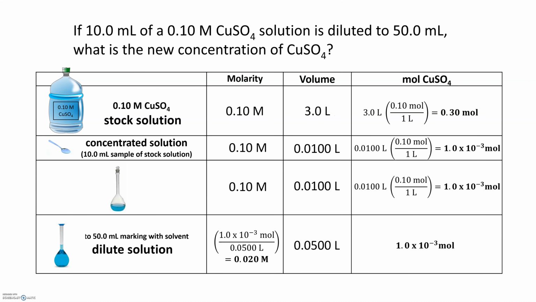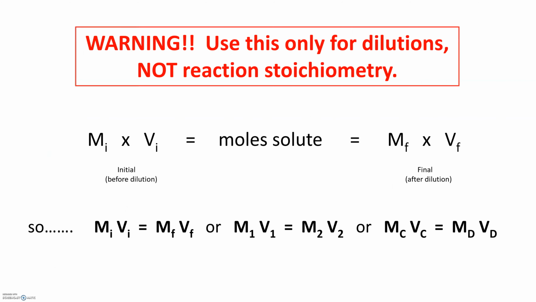Well, that was a lot of work, wasn't it? Let's condense down all of what we just talked about into a shorthand version. But before we do that, I have to give you this warning: this nice little relationship, which is extremely seductive and you're going to want to use it for lots of things, is only for dilutions. So promise yourself right now that you will only use this relationship for dilutions.